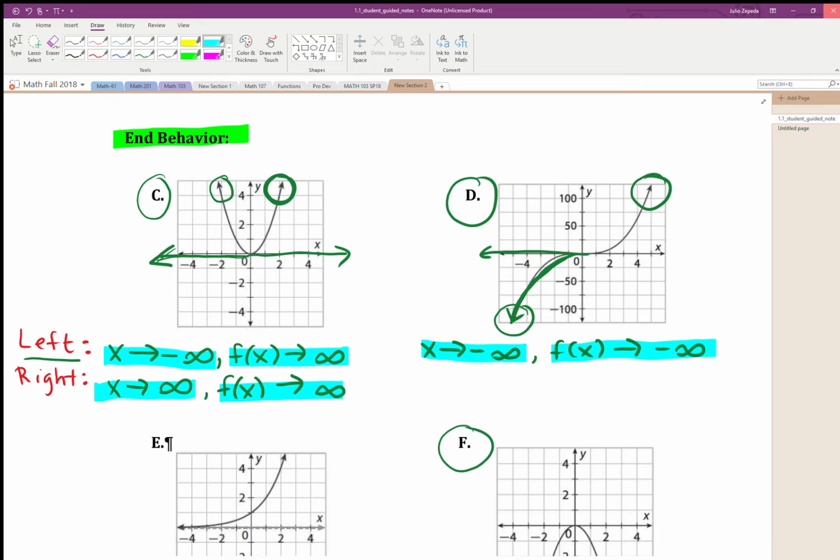Okay, then we need to describe the right endpoint of the graph. So for the right, we say instead x is going to positive infinity. So we're going right on the x-axis. And we can see when I go to the right, this right endpoint is going up to positive infinity. So we would say f of x goes to positive infinity. Okay, so again, this notation is just saying as we go to the right, my graph is going to go up to positive infinity.